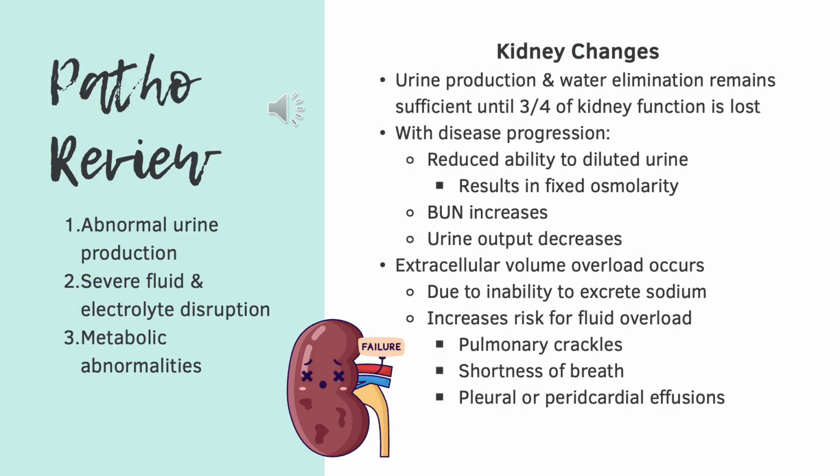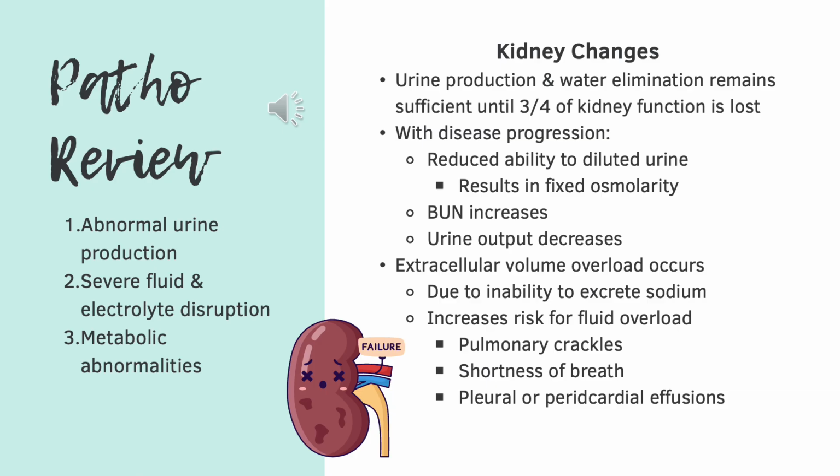Okay, so getting back into our patho review here. There's really three big significant changes that occur in the body with chronic kidney disease. We see abnormal urine production, severe fluid and electrolyte disruptions, and metabolic abnormalities. Keep in mind these three things that are happening in the body due to this disease process as we talk about the different changes that are occurring in the body.